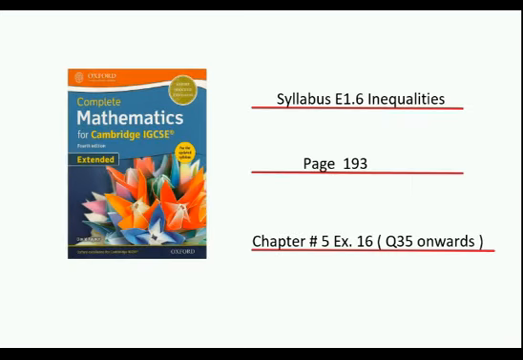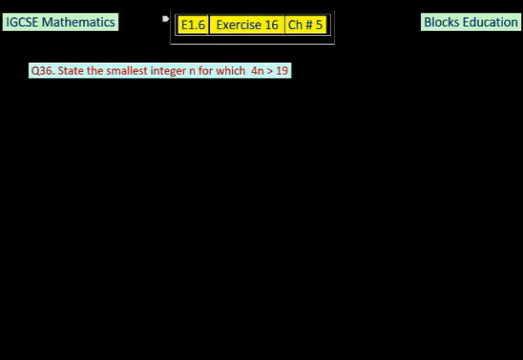And for your reference, we are going to solve question number 35 onward of exercise 16, chapter number 5, and it's on page 193. Okay, so in question number 36, it says state the smallest integer n for which 4n is greater than 19. So you have to find out the smallest value of n, right? So the question is 4n greater than 19. First of all, we will make n alone. So we divide by 4 on the other side. So it is n greater than 19 over 4.